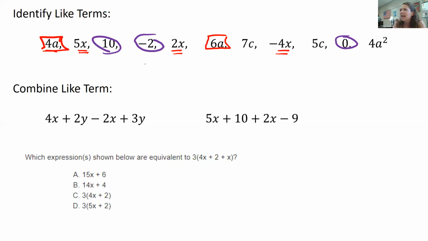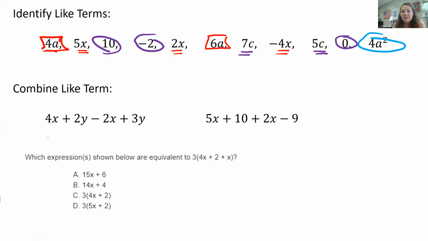And then finally, we have a couple of C's here. We have 7C, we have 5C, those are like terms. And then 4a squared is all alone because there is not a term that is like that one, which is fine. It's a loner, it's fine. That is all by itself down there. There's not a term that's like it.